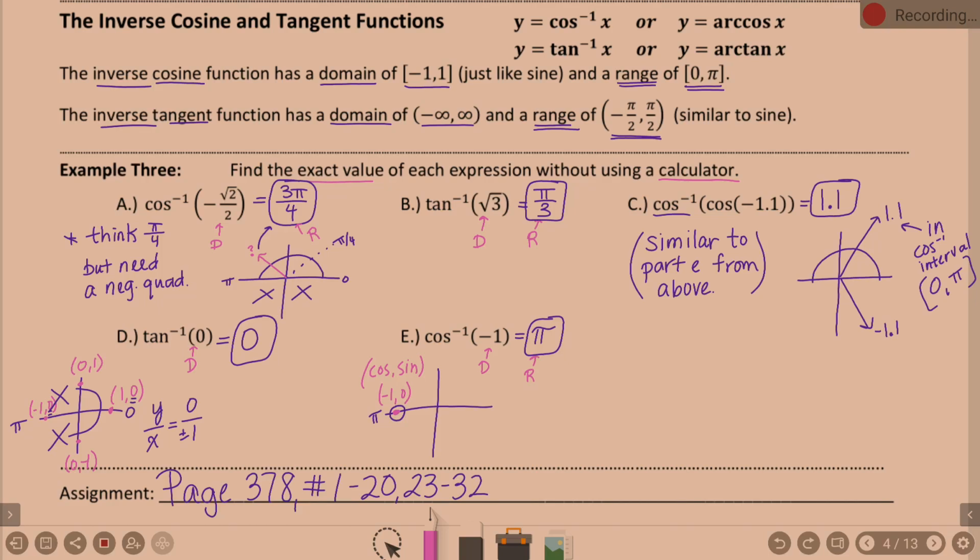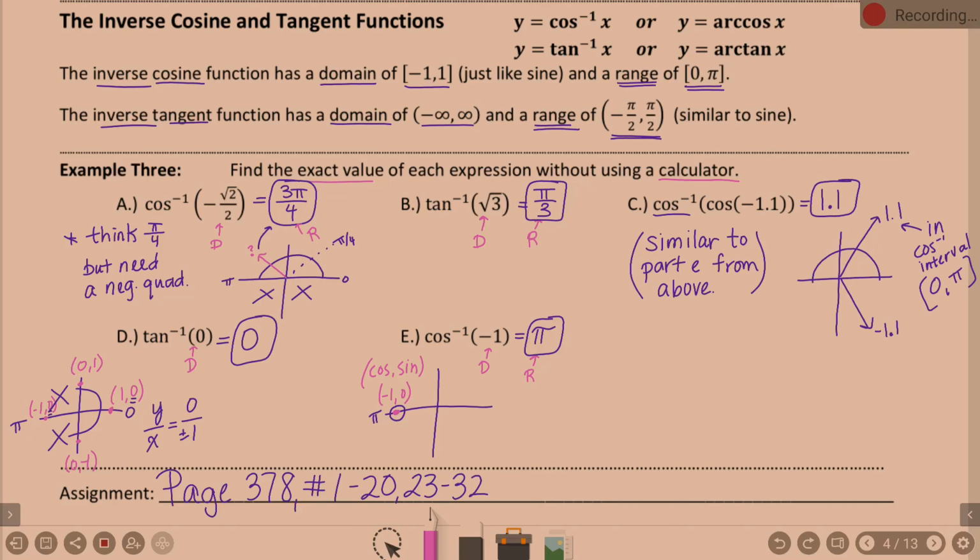Okay, guys. Your homework is page 378, 1 through 20, and 23 to 32. Okay? Pay attention to directions. Do they want you using the calculator? Do they not want you using the calculator? Do they want you to give your answer in degrees? Do they want you to give the answer in radians?